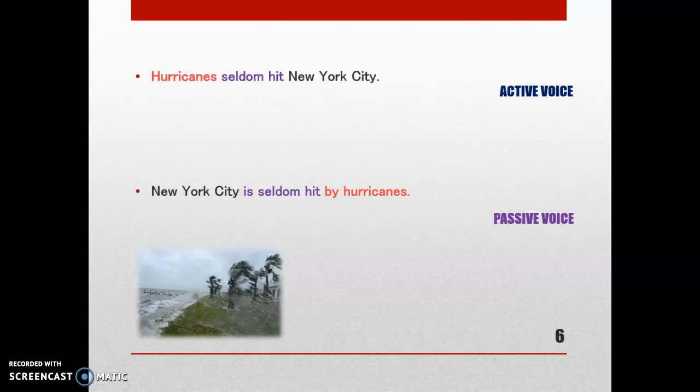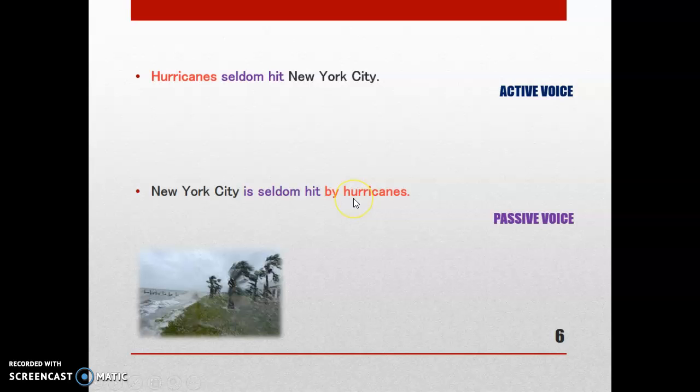Hurricanes seldom hit New York City. New York City is the object, which will become the subject of the sentence in the passive. Is seldom hit by hurricanes. In this case, the subject in the active becomes the agent, and we include it because it is important. So what hits New York City? Hurricanes. So New York City is seldom hit by hurricanes.